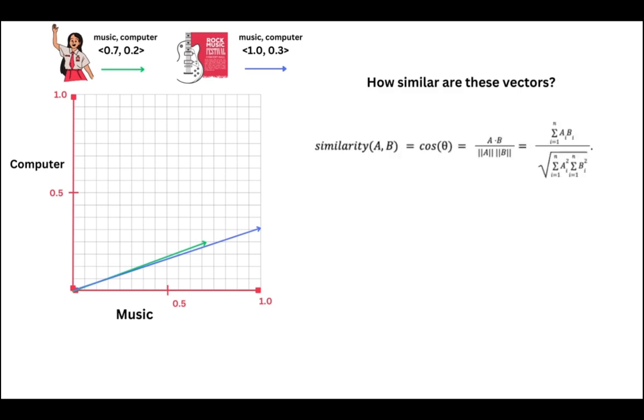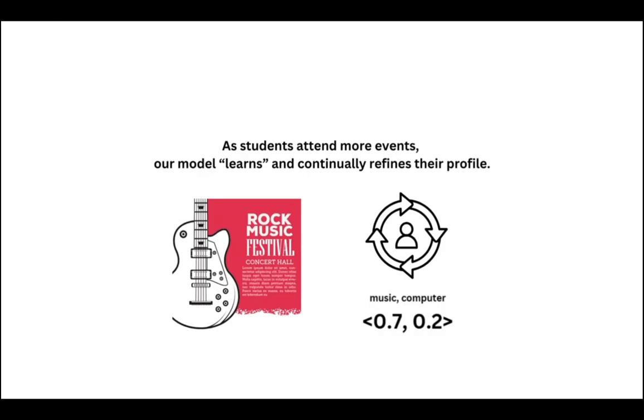We use a concept from linear algebra called cosine similarity. All you need to know about this is it's some more scary looking math, but it tells us how similar are the two vectors. In our case, they're 99% similar. So we would definitely recommend this event to this student. And as students attend more and more events, our ML model can continue to grow by refining those TF-IDF scores. And that's it. That's all AI really is in the context of content-based filtering.